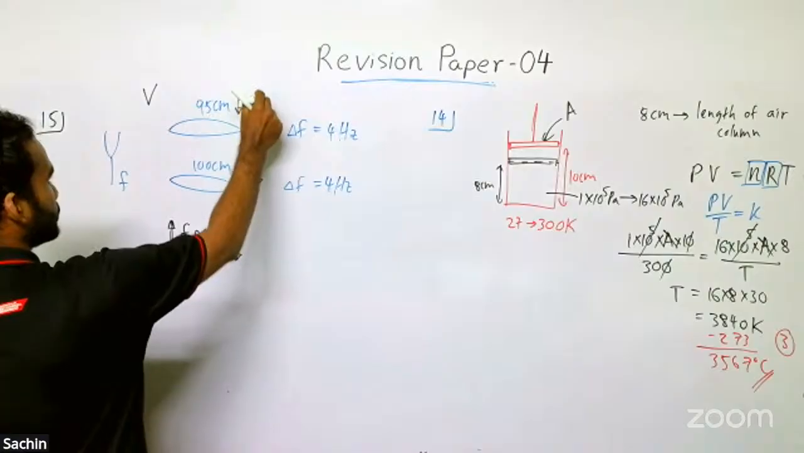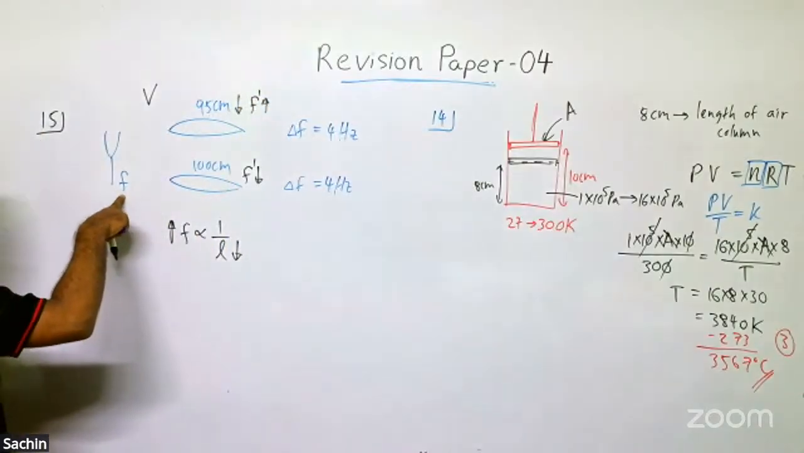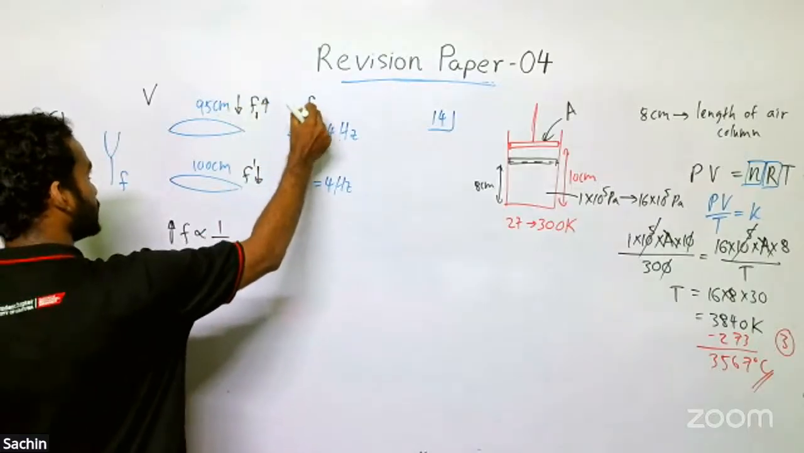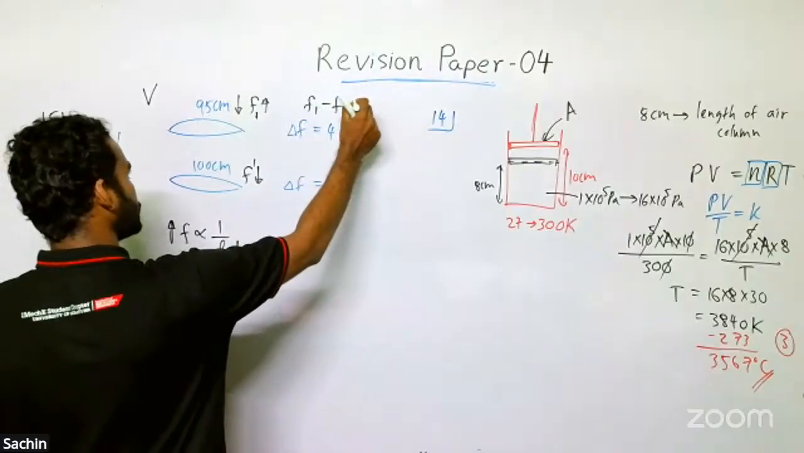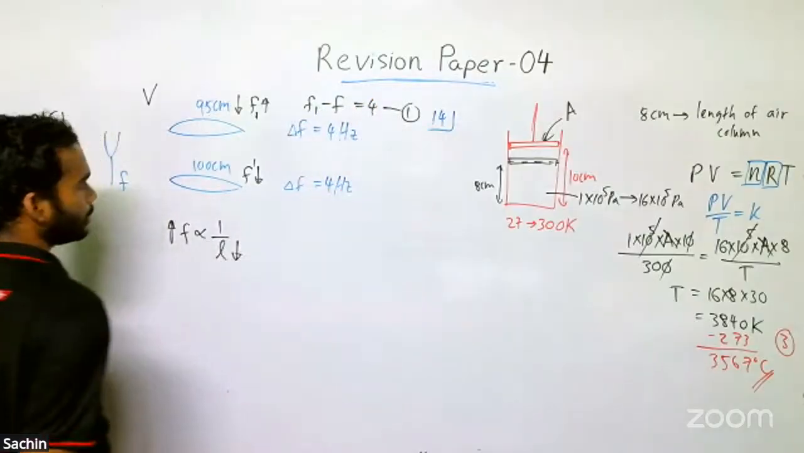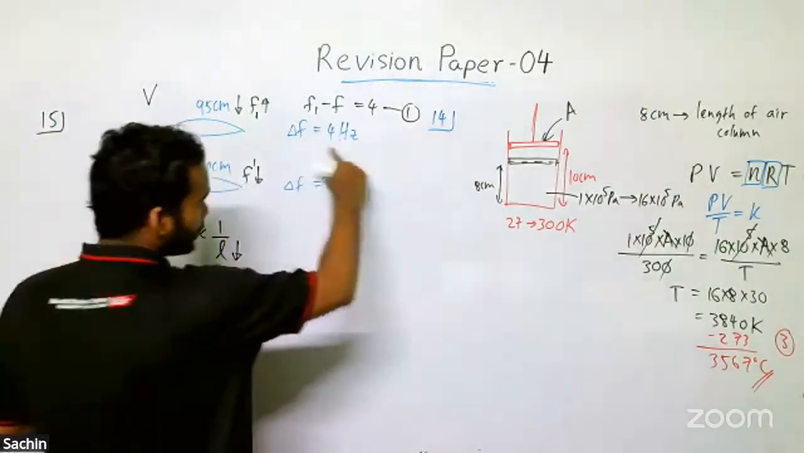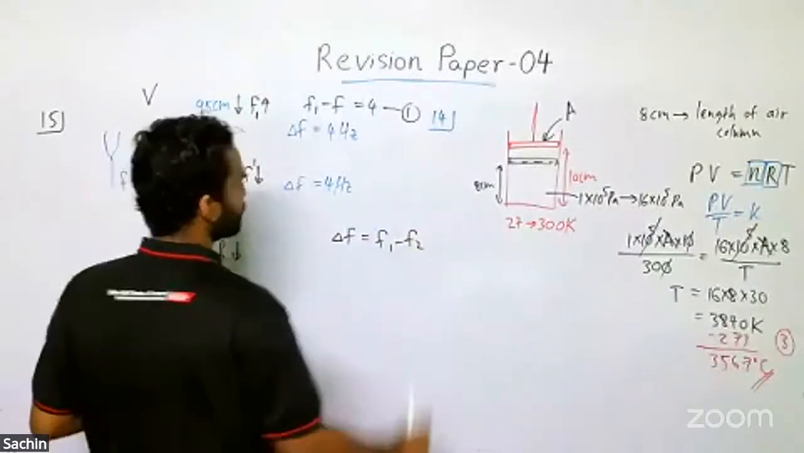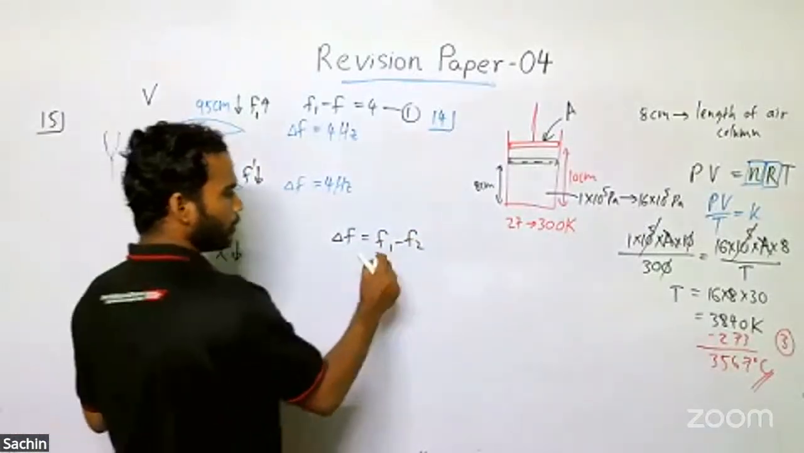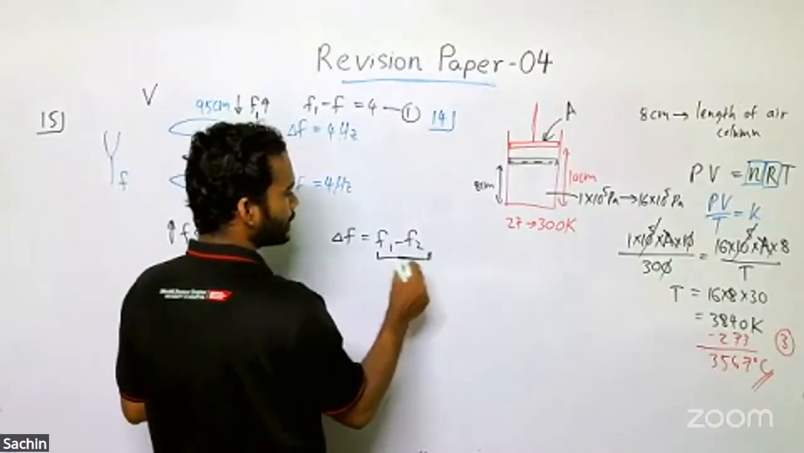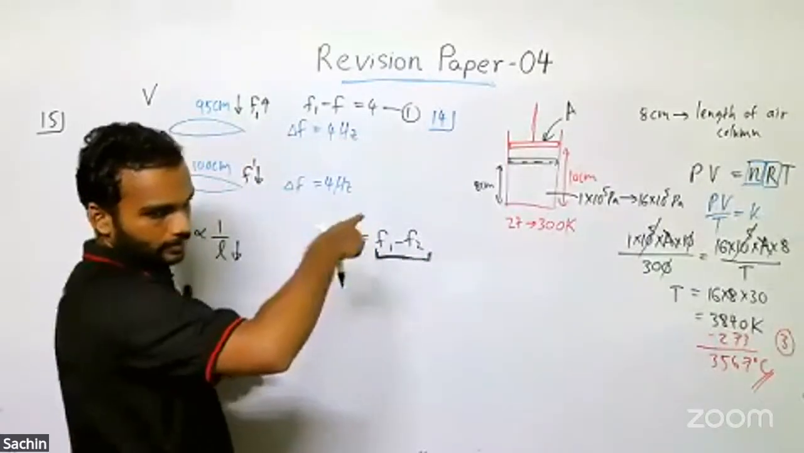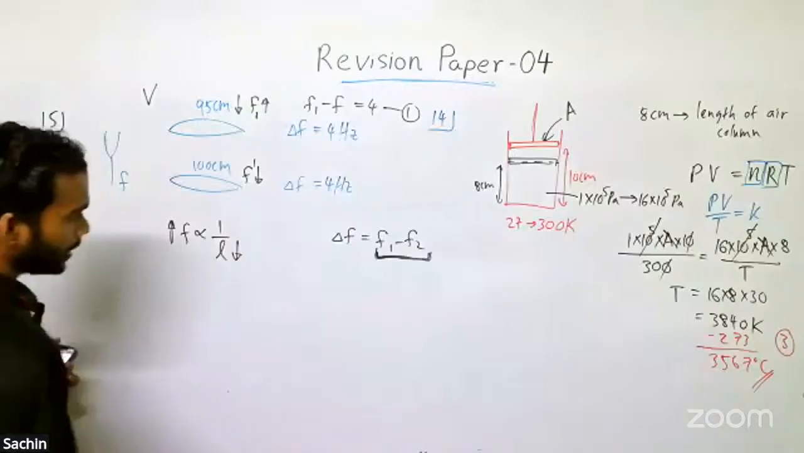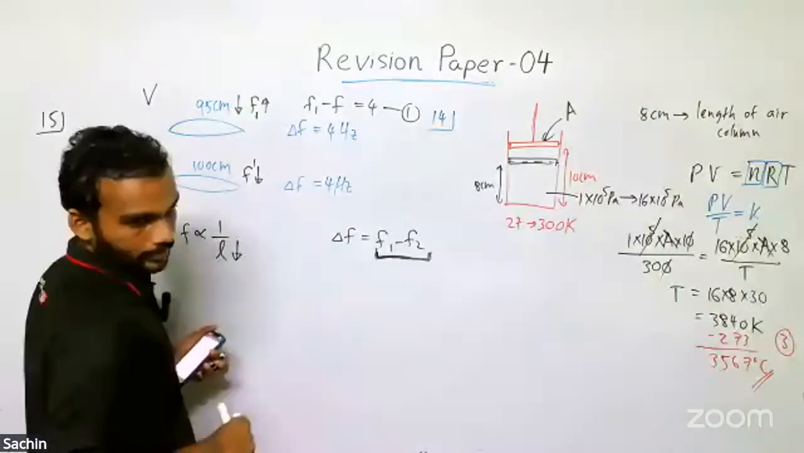I assume the frequency of this tuning fork as f, then obviously the frequency of the first case, let's say f1, should be higher. So f1 minus f should be 4 here, because if you compare these two cases, beats can occur. The beat frequency is just the difference between two frequencies. So the order does matter. In these two cases, both will give you 4 hertz beat frequency.